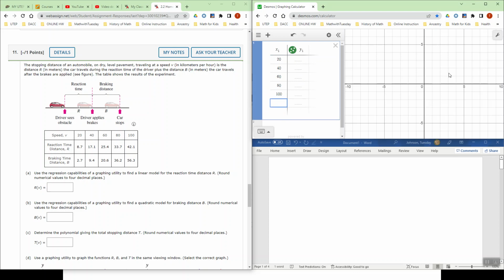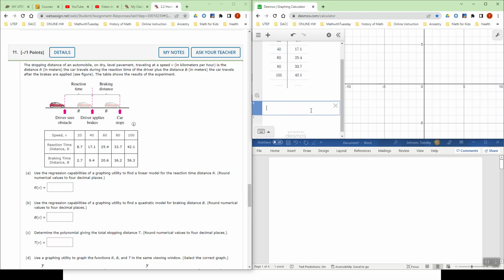Now, this is asking for reaction time R, so we're just going to use the values of R. We're going to put in the Y values over here: 8.7, 17.1, 25.4, 33.7, and 42.1. Okay. So we're going to leave that in our first little box, and then I'm going to scroll here to Y2, or to the second window.